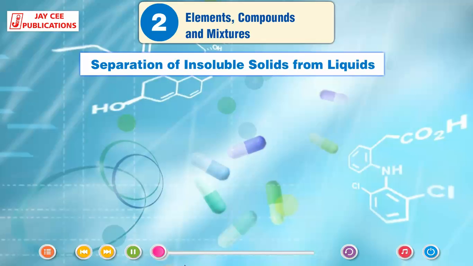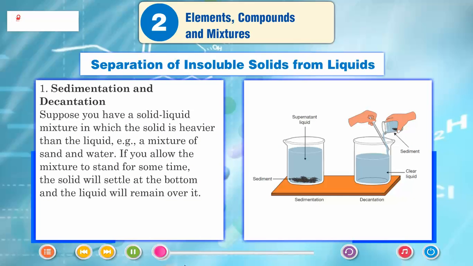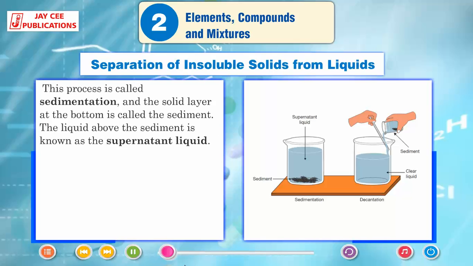Separation of insoluble solids from liquids. Sedimentation and decantation. Suppose you have a solid-liquid mixture in which the solid is heavier than the liquid, for example, a mixture of sand and water. If you allow the mixture to stand for some time, the solid will settle at the bottom and the liquid will remain over it. This process is called sedimentation, and the solid layer at the bottom is called the sediment. The liquid above the sediment is known as the supernatant liquid.